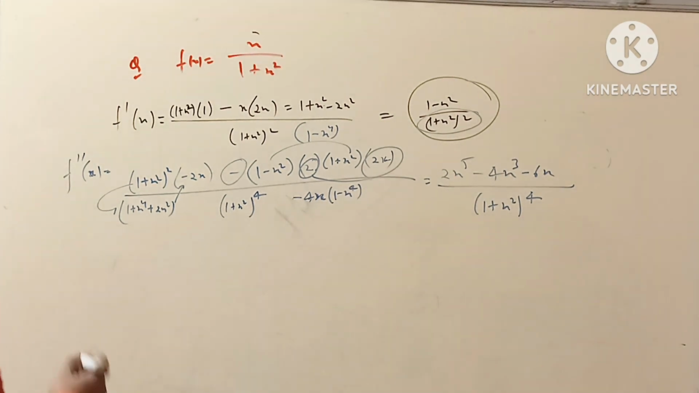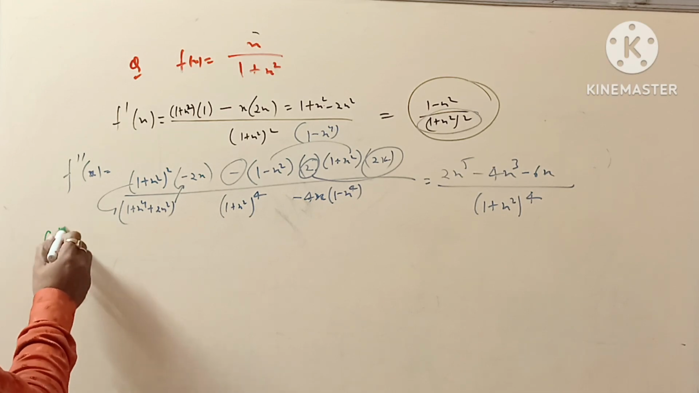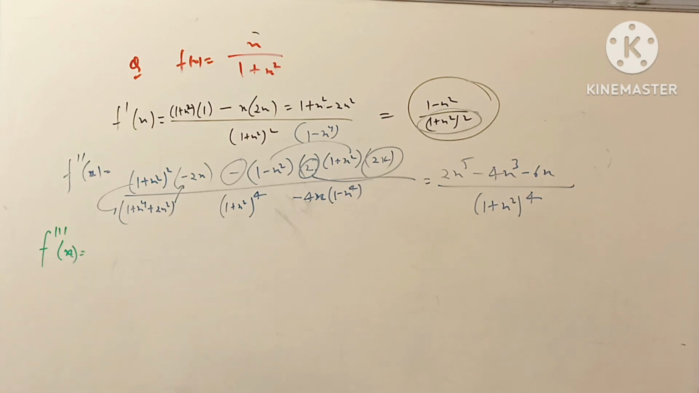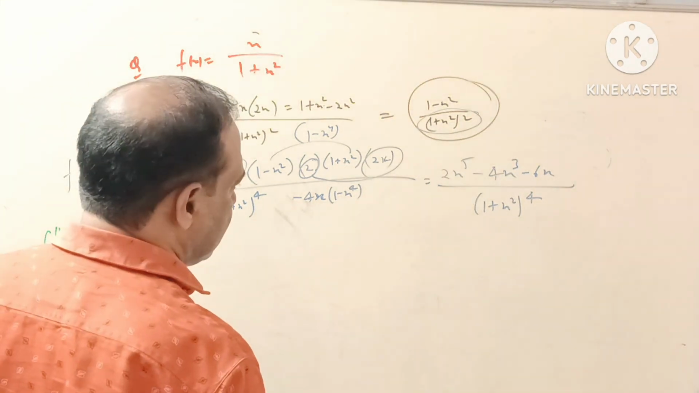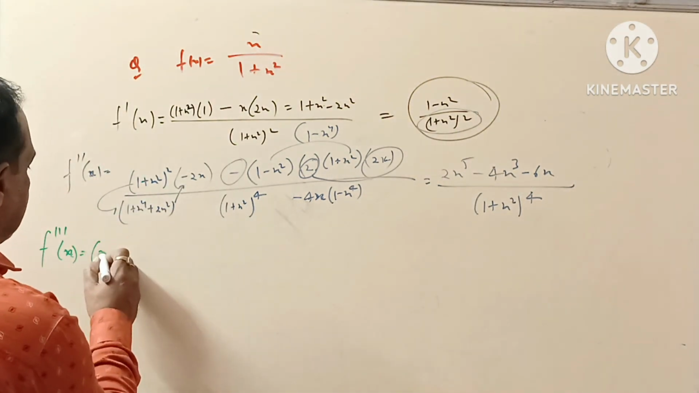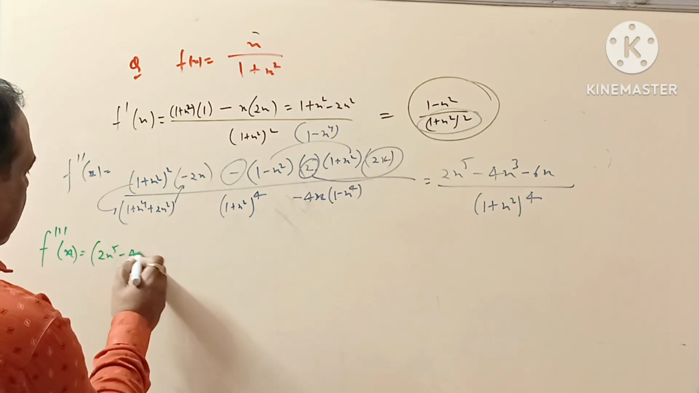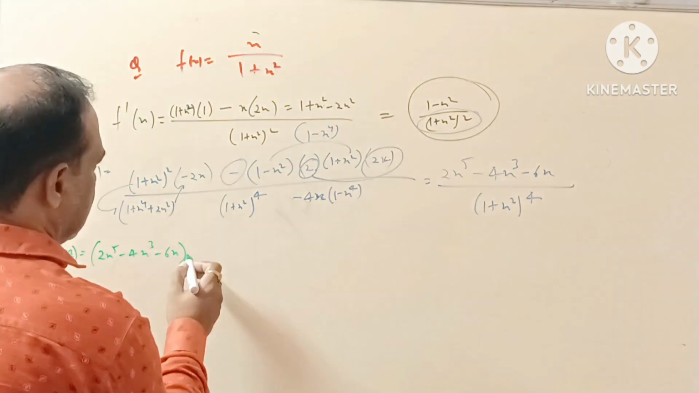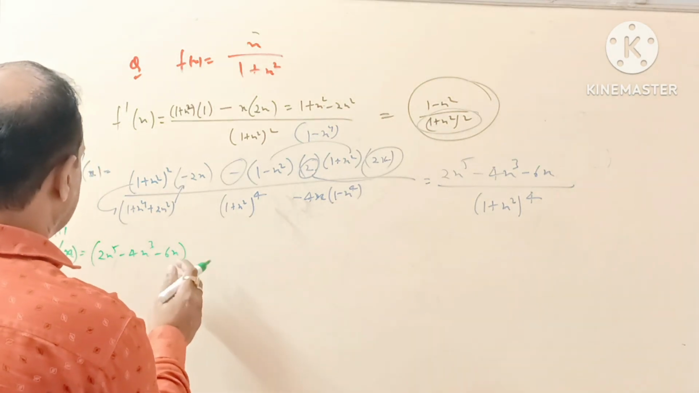Third thing is we have to differentiate again, which is f double dash x. I have to differentiate it. This is f triple dash x. On differentiating this part, the numerator will remain as it is, which is 2x raised to power 5 minus 4x cube minus 6x times. Okay, this is the first part. We have to differentiate it.